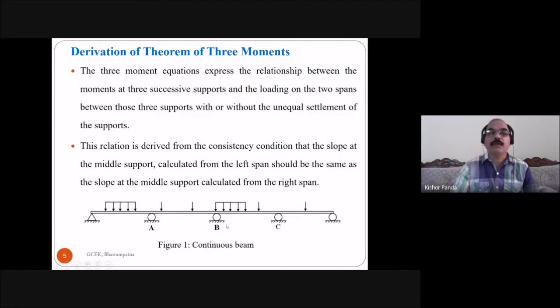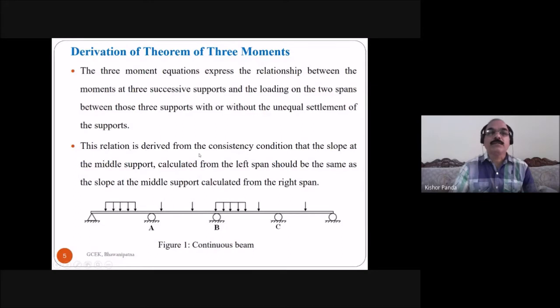The three moment equation relates the three moments: MA, MB, MC. It expresses the relationship between the moments and the load acting on the two spans. The three moment equation expresses the relationship between the moments at three successive supports and the loading on the two spans between those three supports. We analyze the continuous beam without settlement of the support and with settlement of the support.